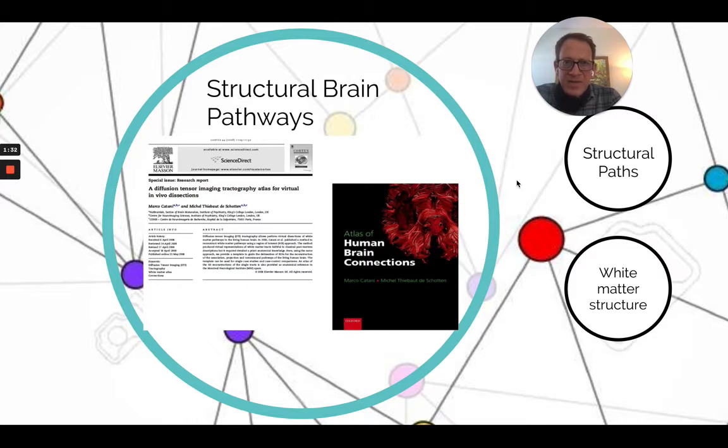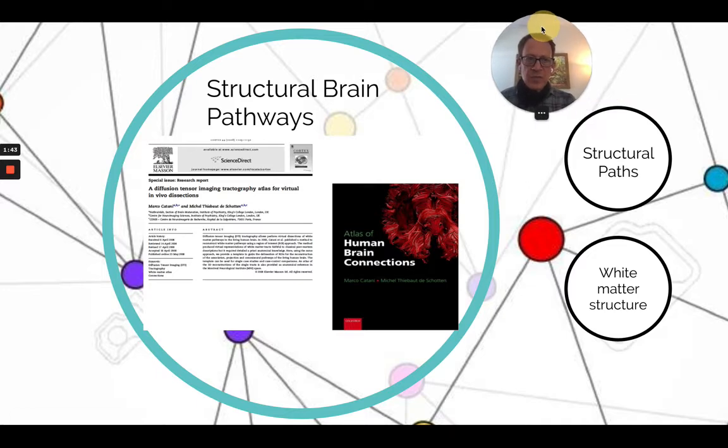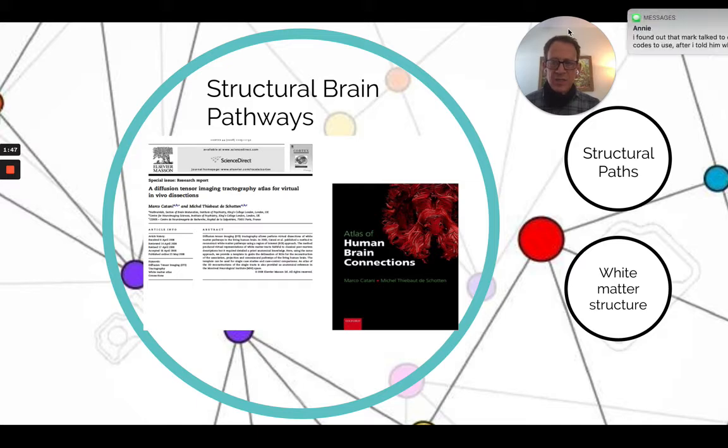But I did want to just do a little introduction to understanding the idea of structural brain pathways, because as we're trying to understand pathway linkages that we might assess from the QEEG or other techniques, we want to know what those networks are so we can assess if there are connections across them.